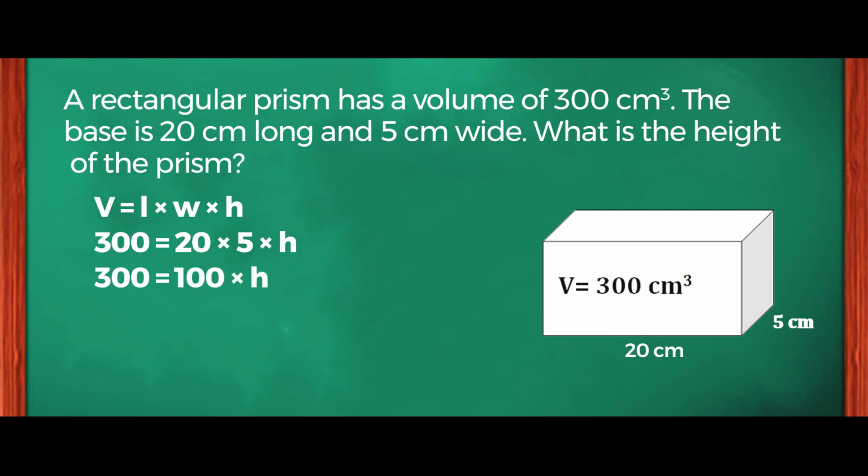Now what you have to do is look for a number which will give you a product 300 when you multiply with 100. So the number is 3. 300 is equal to 100 times 3. So 100 times 3 gives you 300. So the height of this prism is 3 centimeter.